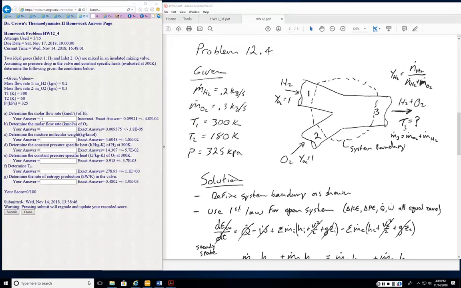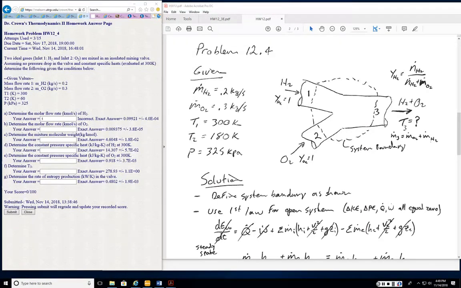I'm told the mass flow rate of the hydrogen, the oxygen coming in. Of course, the total mass flow rate coming out is the sum of those two. So m dot 3 equals the m dot of the oxygen plus the m dot of the hydrogen. But we kind of do the problem as treating the hydrogen and oxygen in the exit separately. And we're trying to find the temperature of this mixed stream.